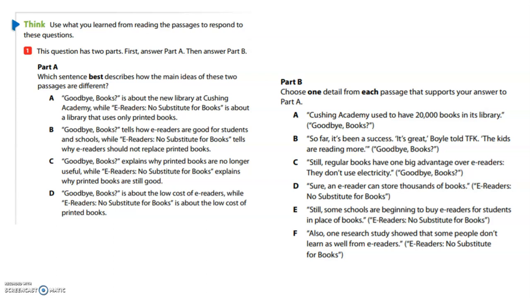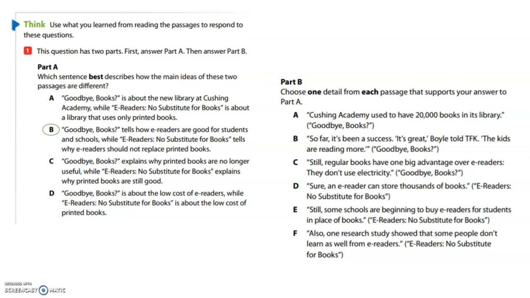Or D. Goodbye Books is about the low cost of e-readers, while e-readers, No Substitute for Books, is about the low cost of printed books. Take a few minutes. Which answer best describes how the main idea of these two passages are different? If you chose B, you are correct.